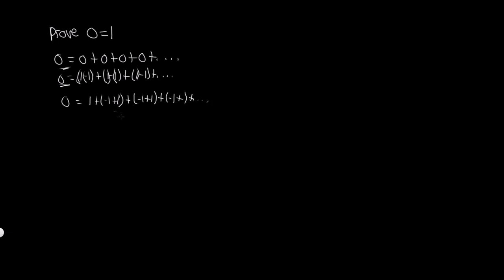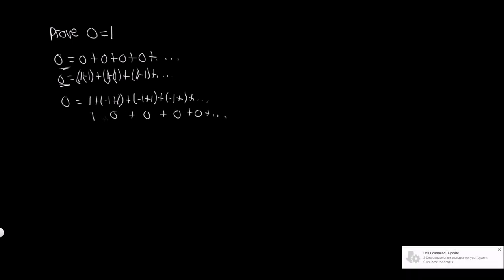However, if we look at this, this is 0 plus 0 plus 0 plus 0, and we could say that this goes on forever. But this is 1 plus 0, and we knew from up here that 0 plus 0 plus 0 plus 0 forever is 0. So this is actually 1 plus 0, which means that if we bring down the 0 on the left side, 0 is equal to 1.